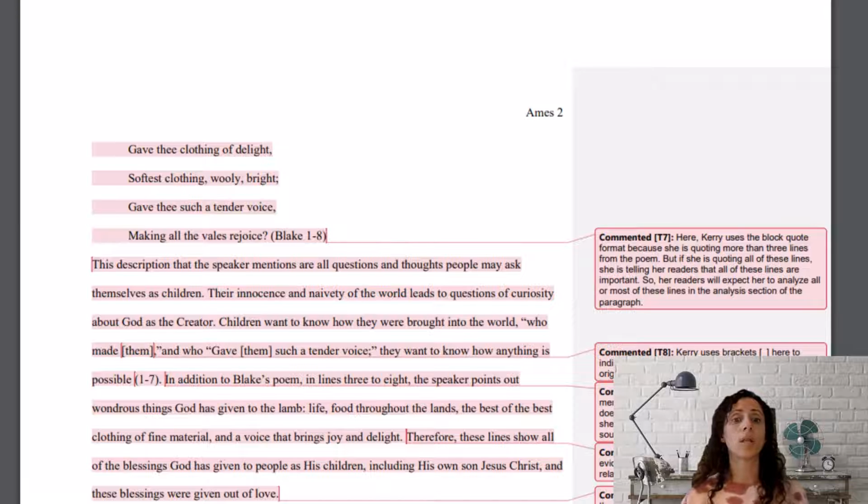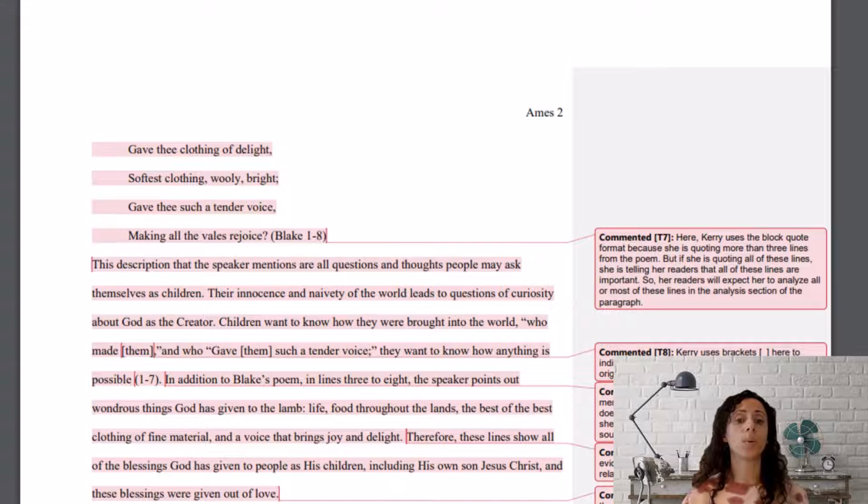This description that the speaker mentions are all questions and thoughts people may ask themselves as children. Their innocence and naivete of the world leads to questions of curiosity about God as the creator. Children want to know how they were brought into the world, who made them and who gave them such a tender voice. They want to know how anything is possible.